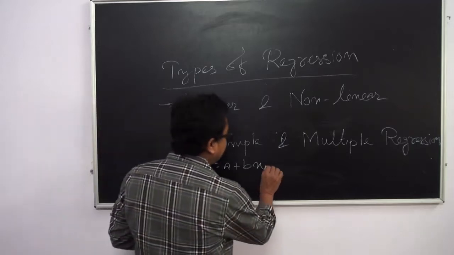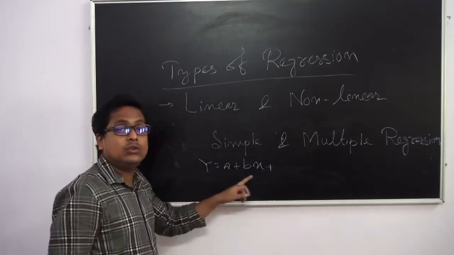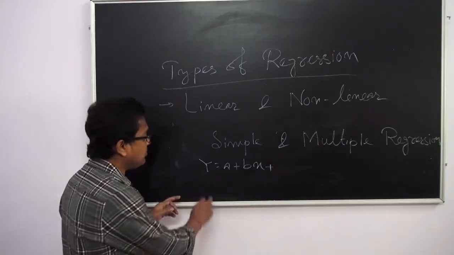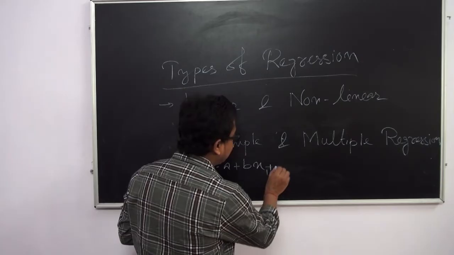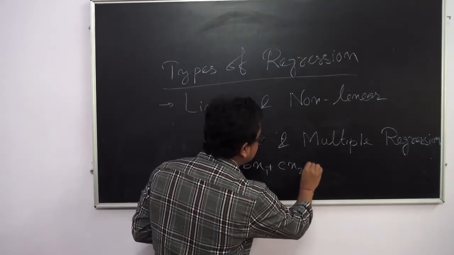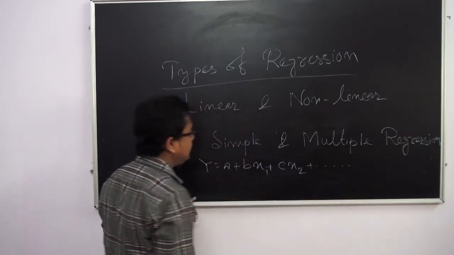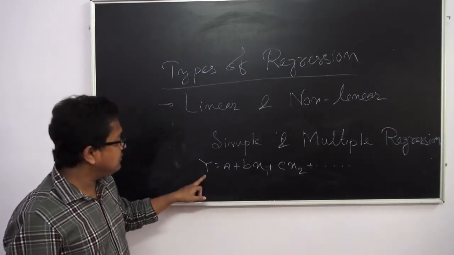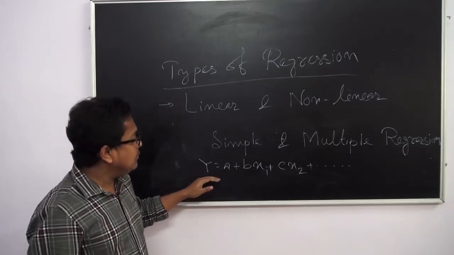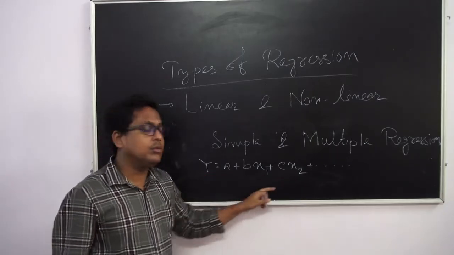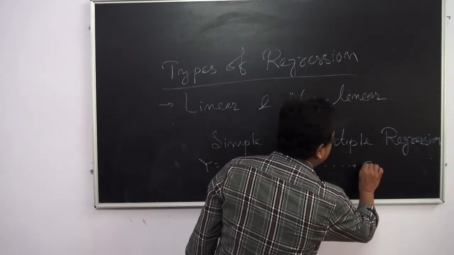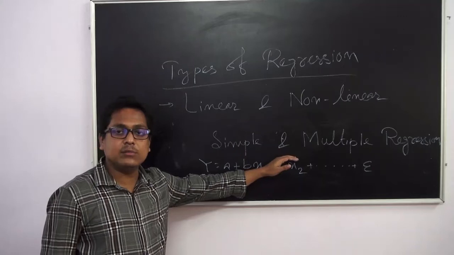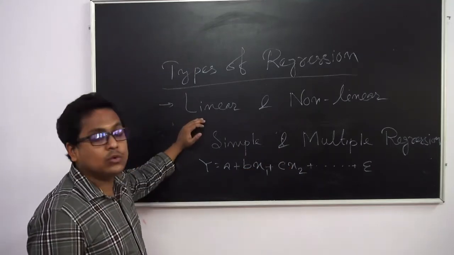But in a regression equation, if more than two variables are present, it will be called multiple regression. Suppose y = a + bx1 + cx2, like that. Here this is also an independent variable, this is also an independent variable, and this is the dependent variable. So more than two variables will be called multiple regression. So, understood what is simple and what is multiple regression? Now the question is, what is linear?